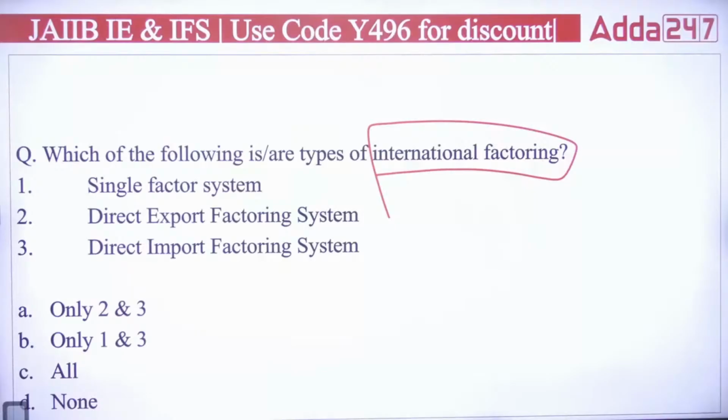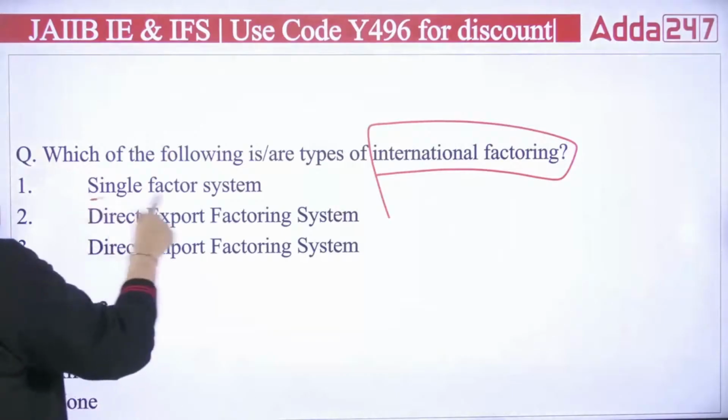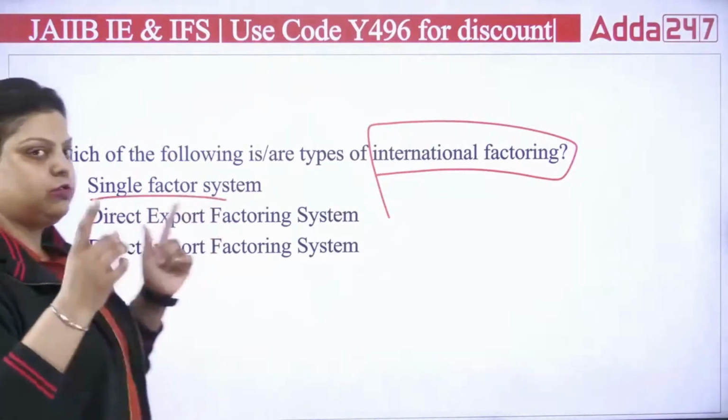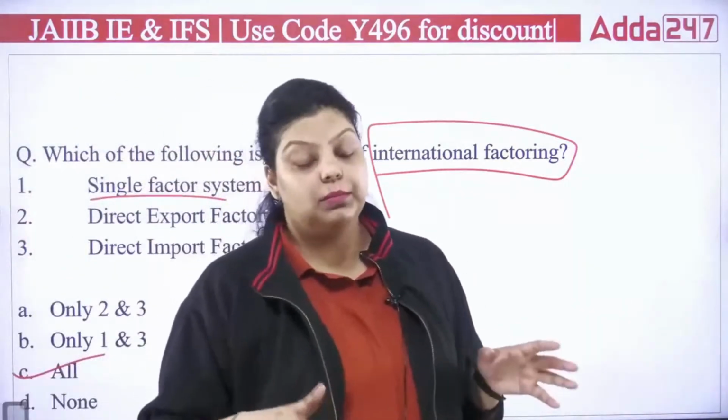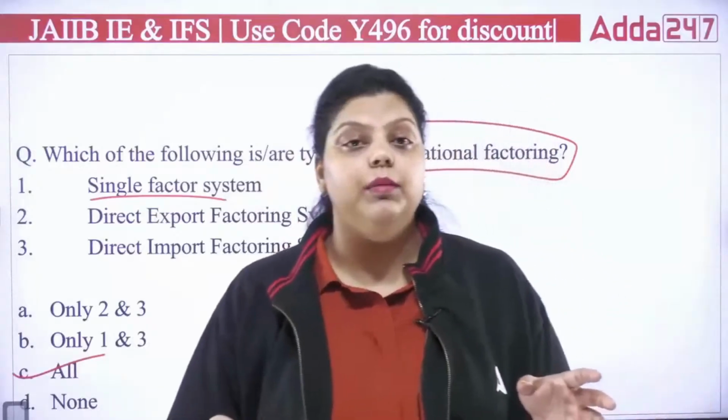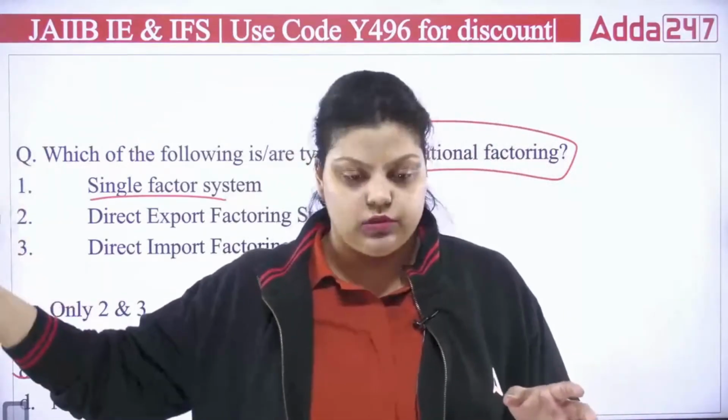A, B, C or D? And very good, all are correct, right? These are the three types of international factoring. In single factor system, both export factor and import factor will be available, but import factor will become active only in case of buyer defaults. Okay.